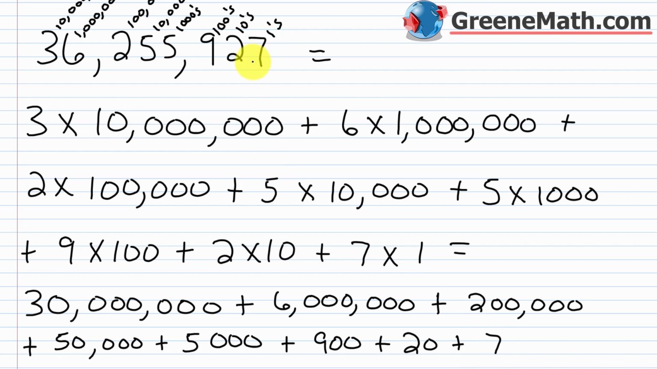So your number, 36,255,927, written in expanded notation, looks like this. 30 million plus 6 million plus 200,000 plus 50,000 plus 5,000 plus 900 plus 20 plus 7. So again, just breaking it down and showing you the true value of each digit in that number.